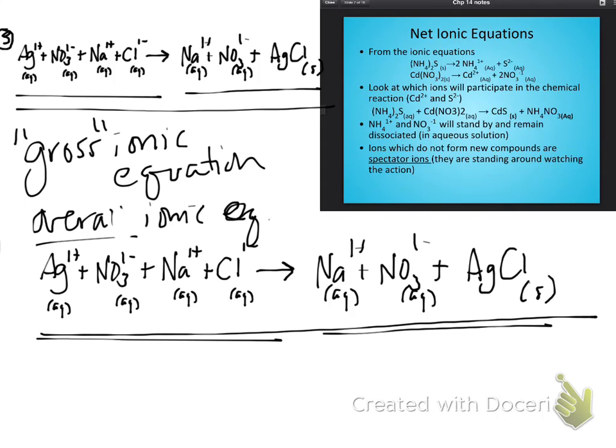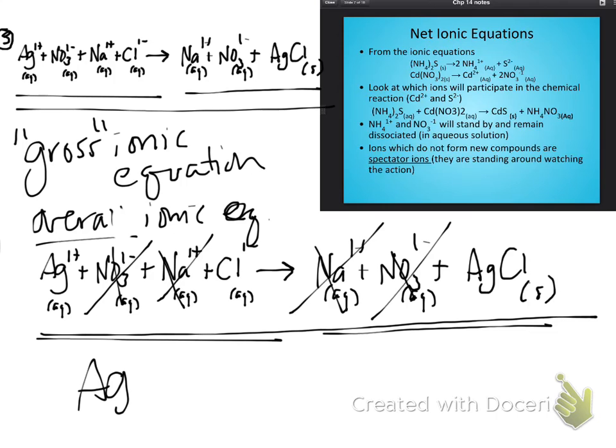Name me one of these spectators. Sodium. Sodium's doing nothing. It's in an aqueous solution over here. It's still in an aqueous solution over here. Nitrate is the other one. Nitrate is in an aqueous solution over here, aqueous solution over here. It's doing nothing. Those are our spectator ions. We cross those out and we recopy only the ions now that are participating in a reaction.